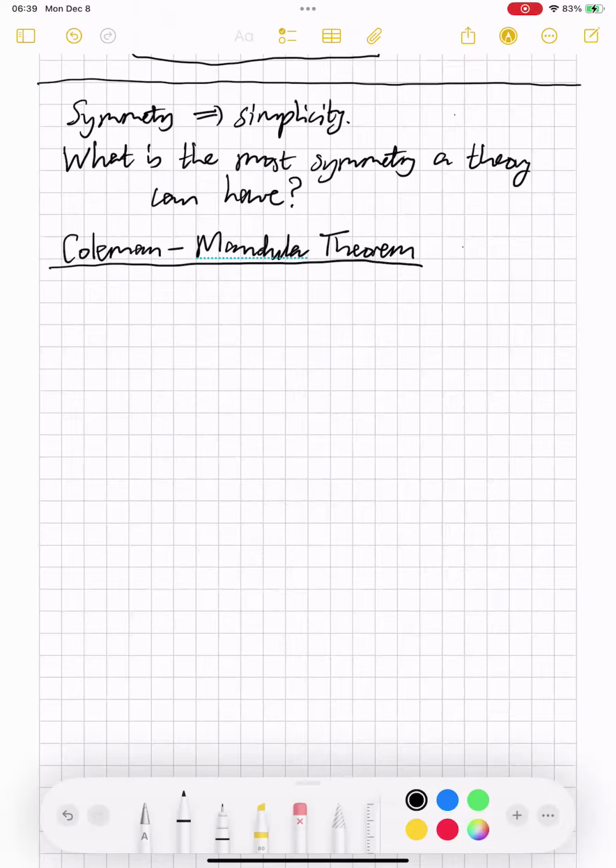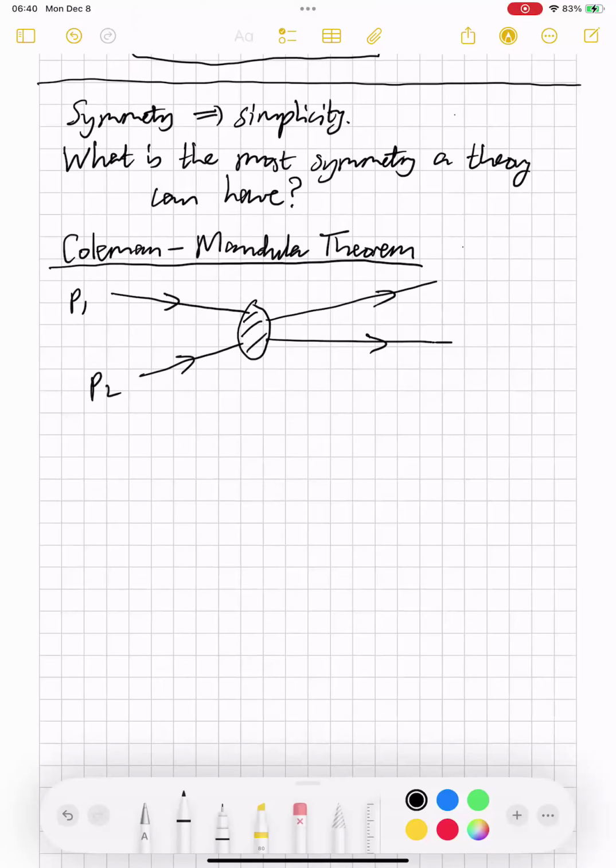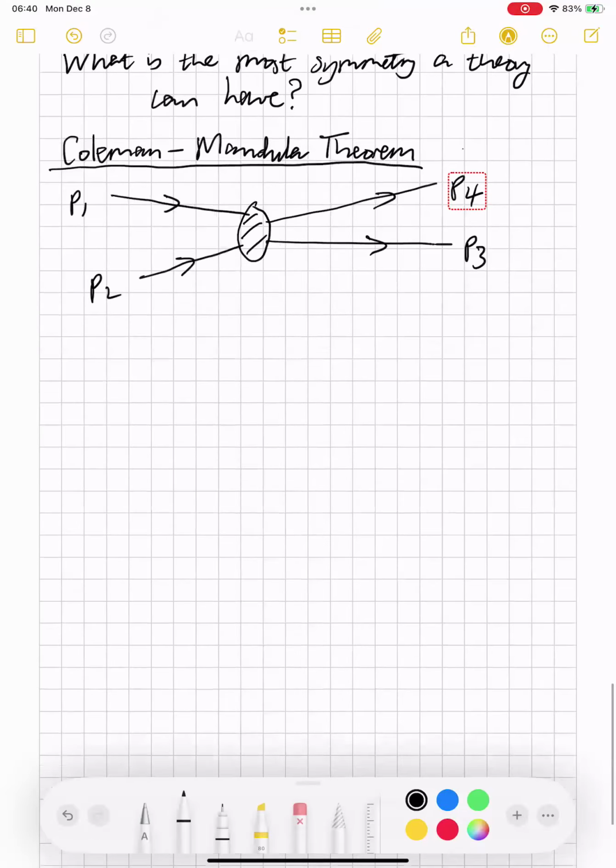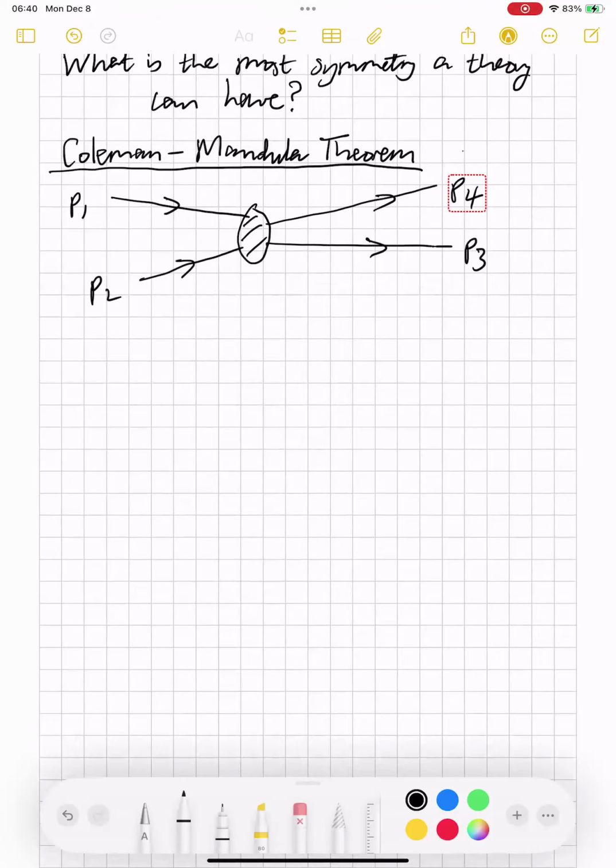So Coleman and Mandula think about scattering of two particles. We've got two particles coming in. They scatter, they interact somehow, and then these two particles go out. I could give these particles momenta, P1 and P2, and P3 and P4. And then we start to think about how much symmetry we can impose on this S matrix. The way that we would describe the scattering is through an S matrix.